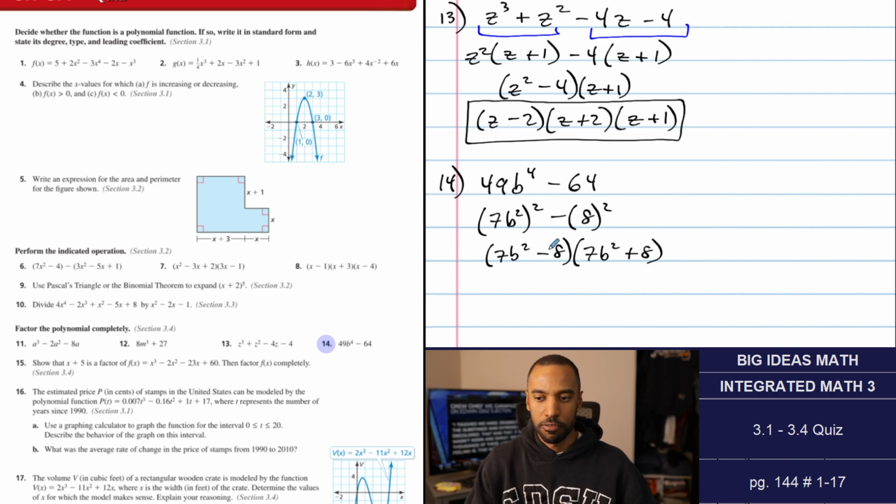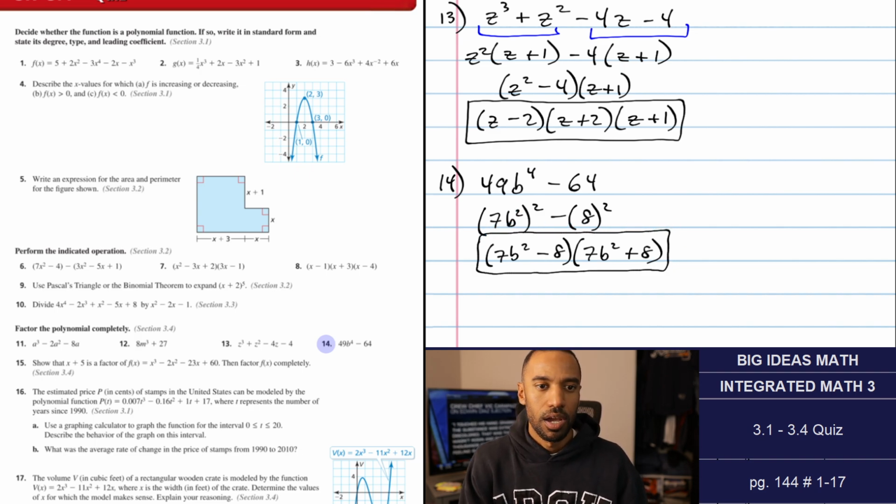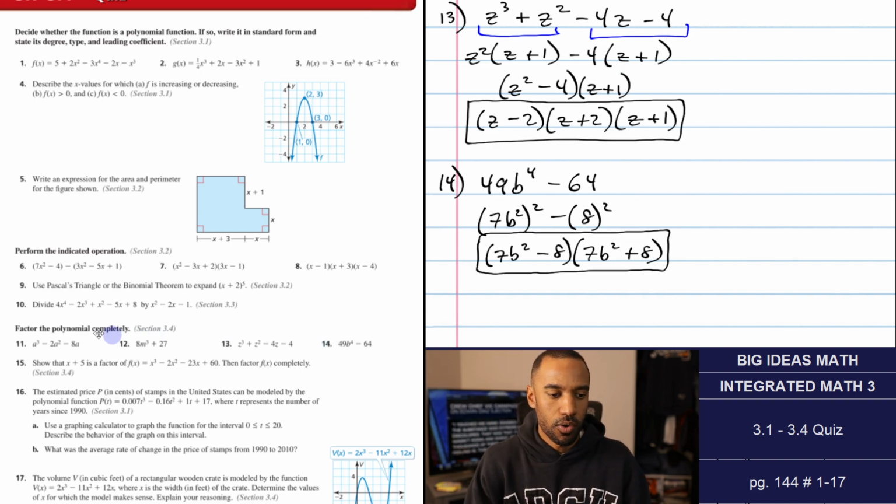Now, if this was a difference of two squares, we'd keep going, but neither of these are perfect square values, despite the fact that b squared is there. We will leave it as such. We are actually done on number 14. All right, 3 more questions, going pretty fast.